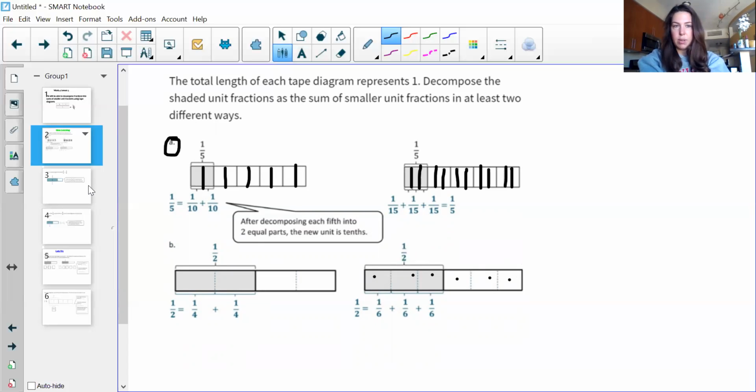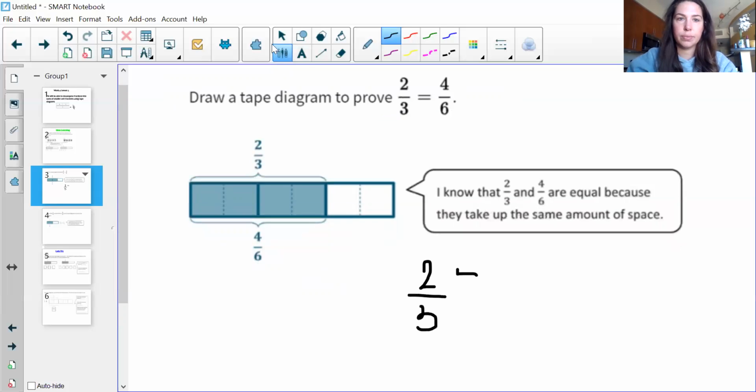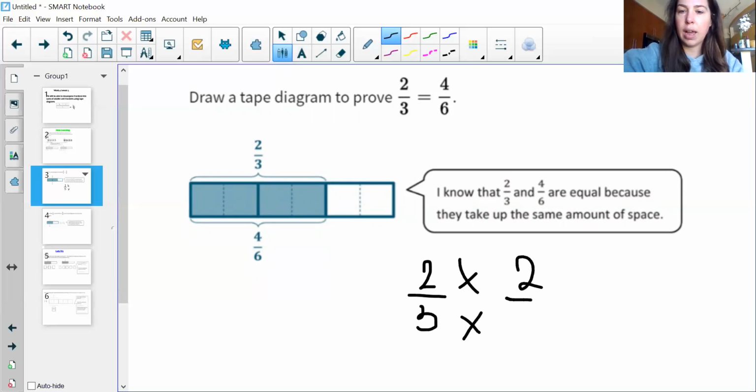Okay, let's take a look at the next one. It says, draw a tape diagram to prove that 2/3 is equal to 4/6. Now, most of you guys will be able to recognize that we can prove this using multiplication because we've done that before. So down here you can see 2/3. If you multiply it times 2 halves, or 2/2, that will get you 4/6.